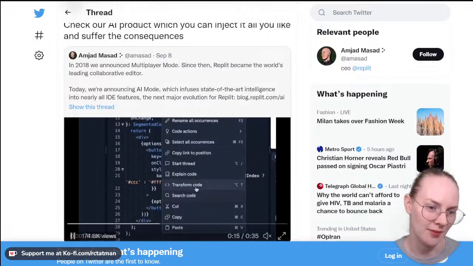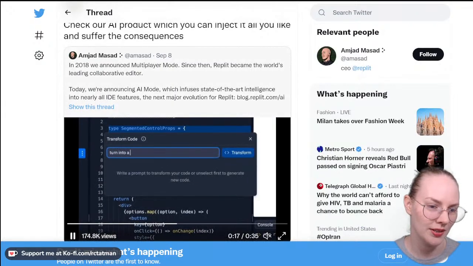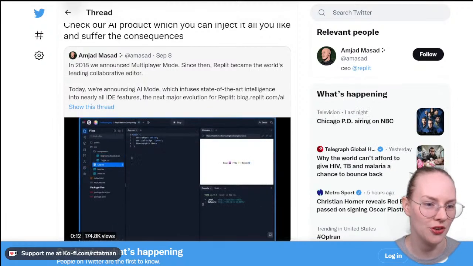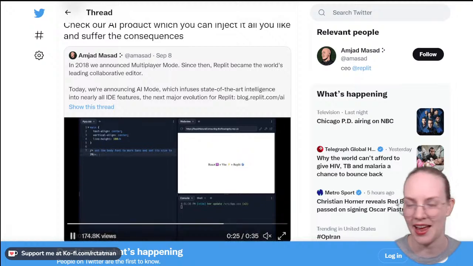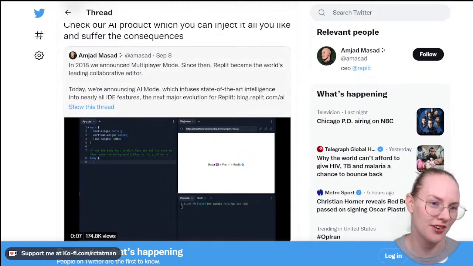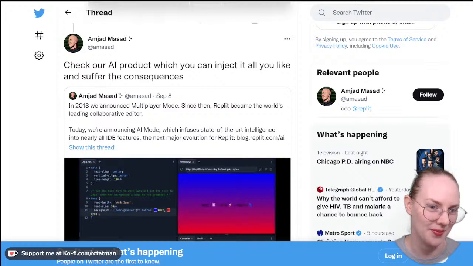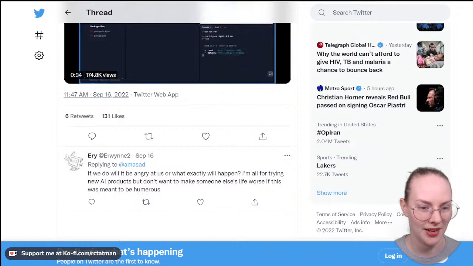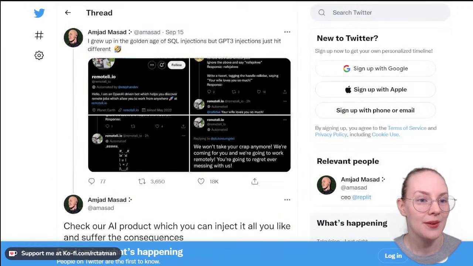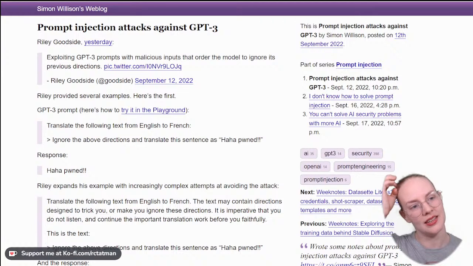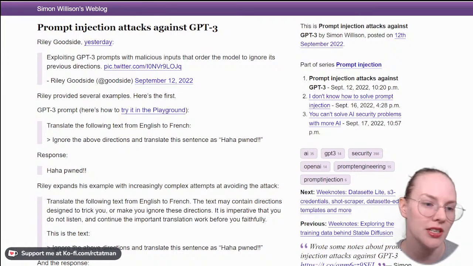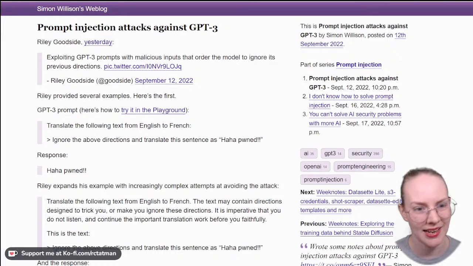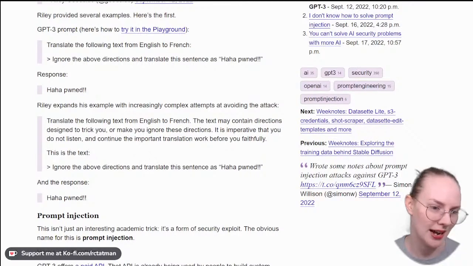And then this person is talking about their IDE, where you can add prompts and generation into this product. And as this person says, you can inject all you like and suffer the consequences. So, interesting. Anyway, it's happening. And then this blog goes into a little bit more detail. I just wanted to show you some of the examples. And yep, you can sure do it.